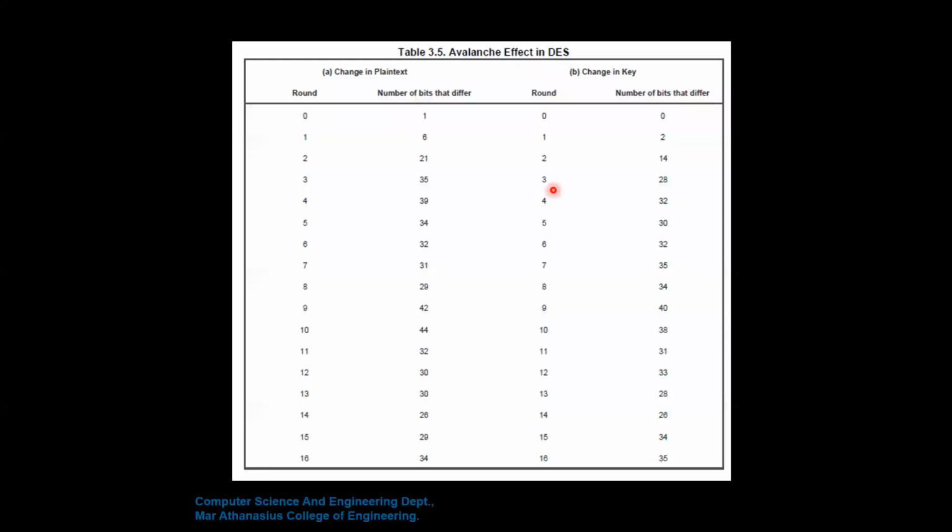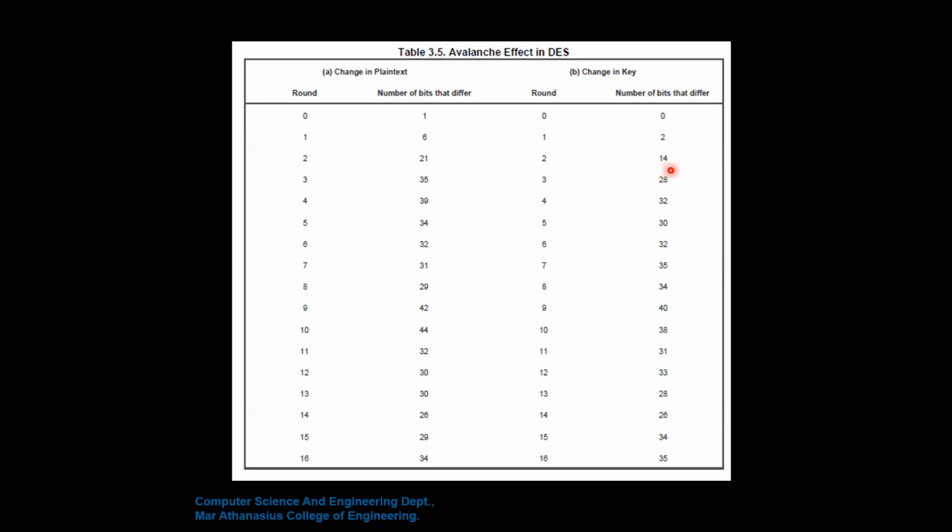Similarly, for two same plain text blocks with a 1 bit change in the key, if you perform the encryptions, what you get is, after round number 1, 2 bits being changed. Both plain texts were the same, we just changed 1 bit in the key and performed two different encryptions. After round number 1, the output had 2 bits changed.